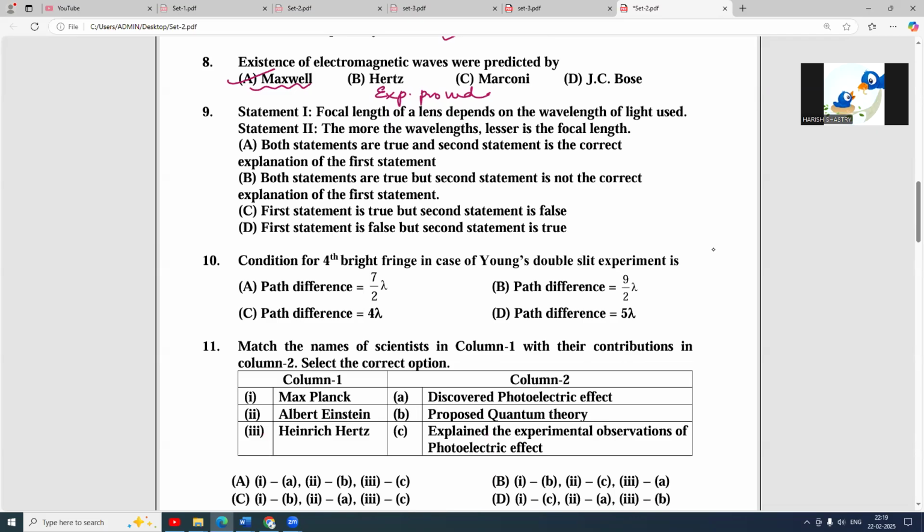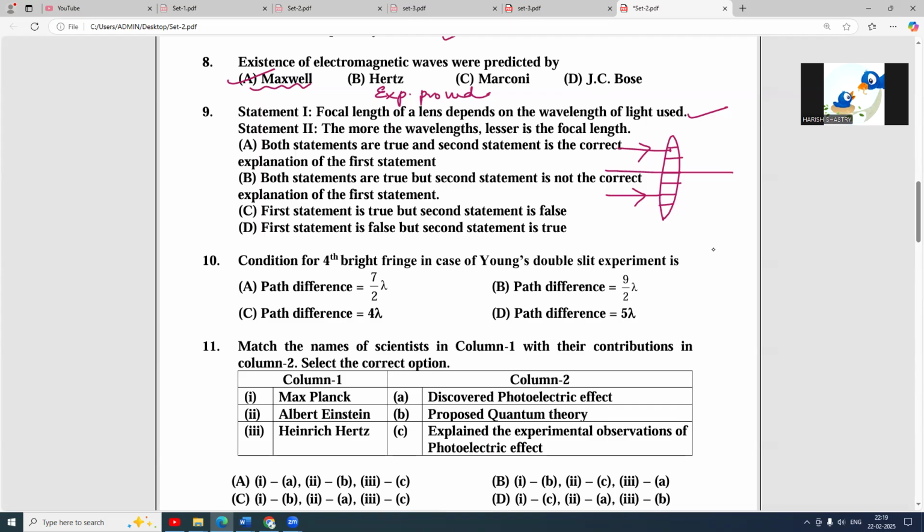Statement 1: Focal length of a lens depends on the wavelength of light used. Yes, it is correct. Because if you take a convex lens and make a parallel beam of colorful white light incident on it, you can treat the lens, if you divide it into a number of pieces like this, as made of prisms. In a prism, you know that violet color is most bent and red color is least bent.